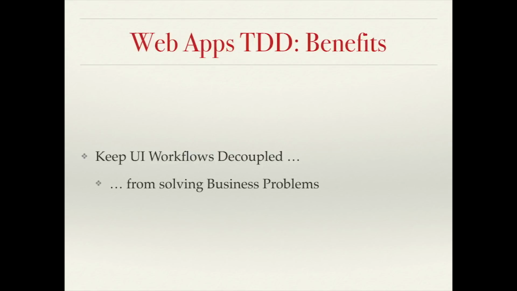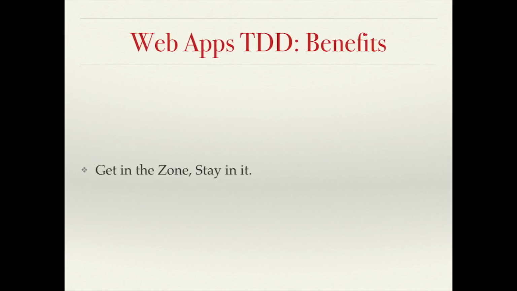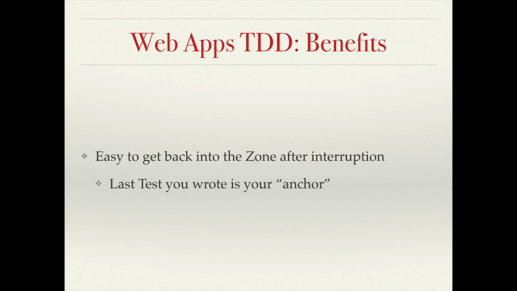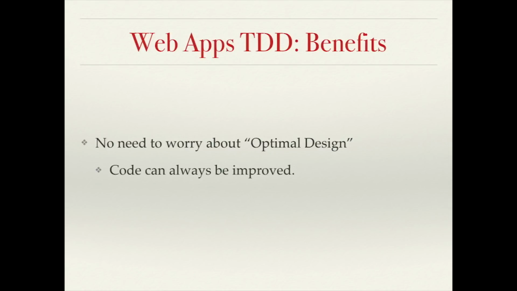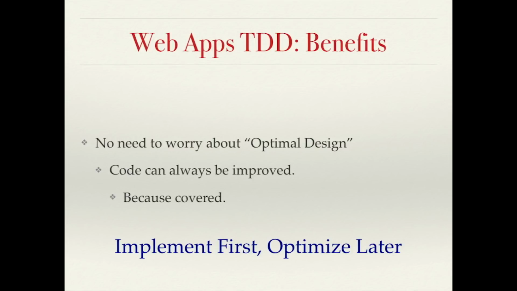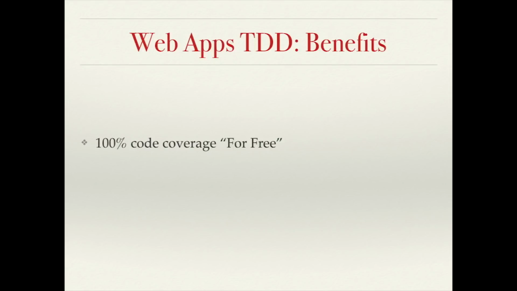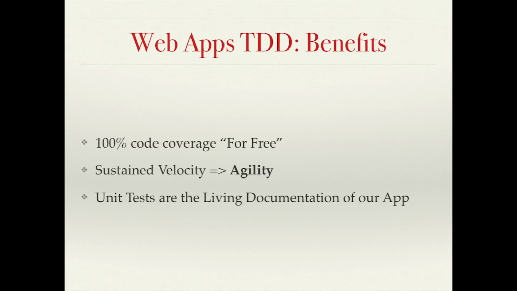All right, so yeah, some benefits. You can keep things decoupled. You don't have to worry about your UI when you work on your business logic, or vice versa. You can get in the zone, and stay in it. It's a lot easier to stay in the zone when you do test-driven development. And if your boss distracts you, it's a lot easier to get back to it because you can look at your last test. And yeah, you don't need to worry about optimal design right away. That's the nice thing about TDD. Everything can be very incremental, right? You just implement first, optimize later. You're not afraid to do it later on because you've got your tests. And you get all these things.